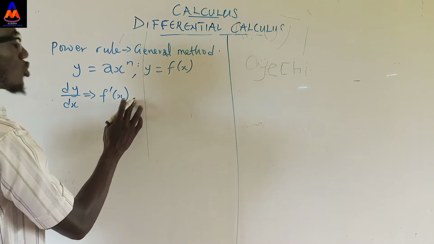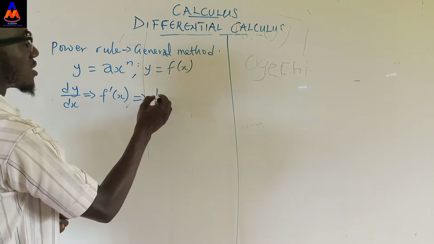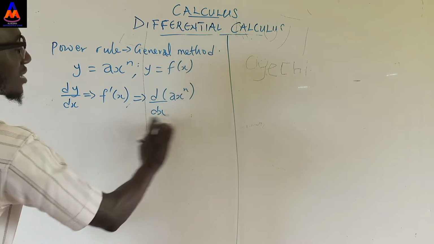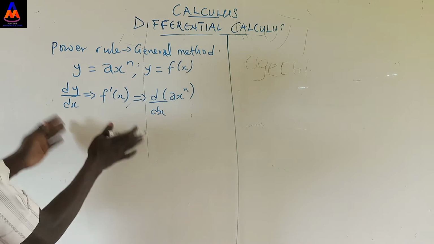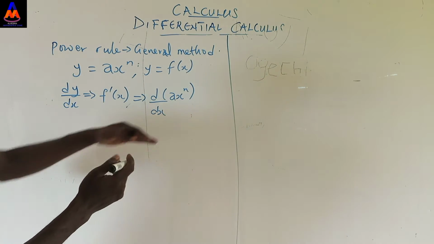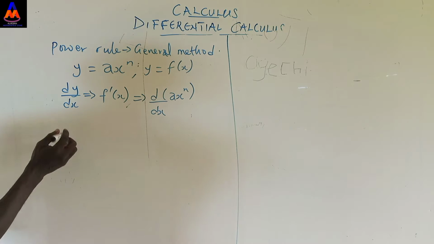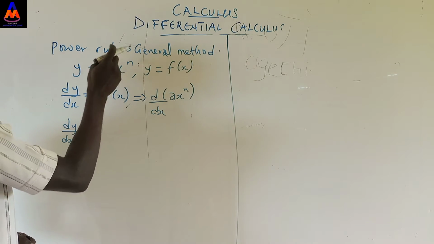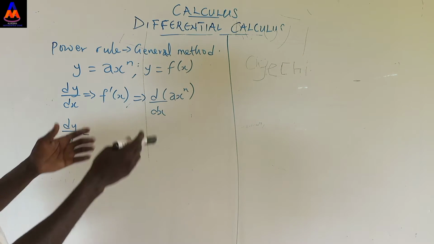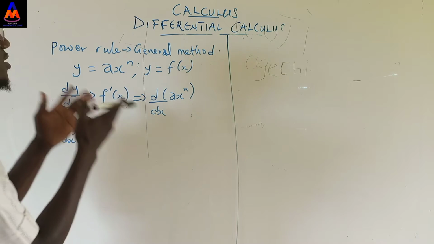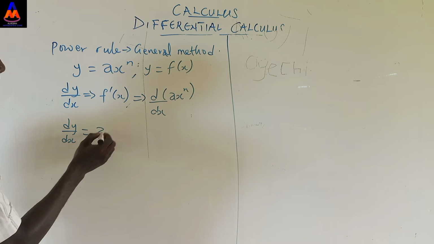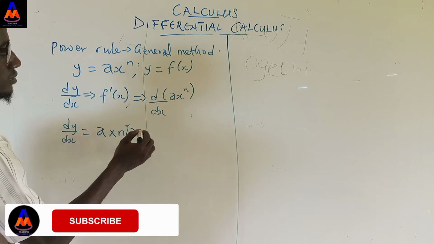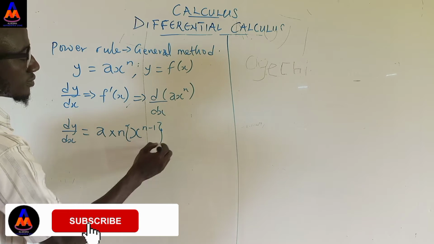Or if they don't want to use this, they can also use another notation, which is d of a x raised to the power n over dx. So these are different notations to find the derivative of a function with respect to x. But I'm going to stick with the basic one, which is dy/dx. Differentiating a function means that what we have done in the first principle can be generalized in this power rule, and that is a times n, then x raised to the power n minus 1.